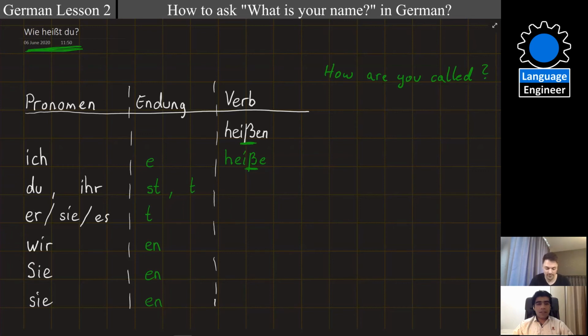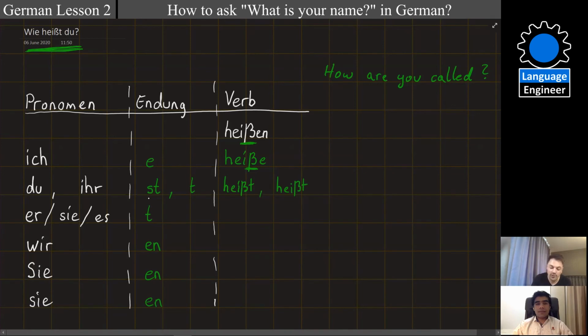Okay, the next one. Du heißt. Yes. And the same for ihr heißt. Yes, very good. So here we have exactly the same because we don't change it into S here. So we will keep the sharp S. Okay. Next one.